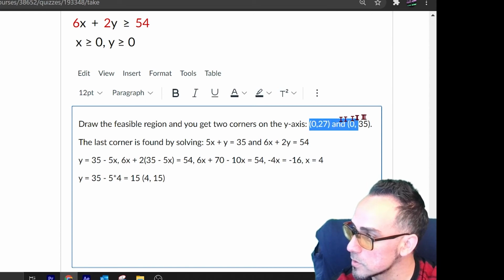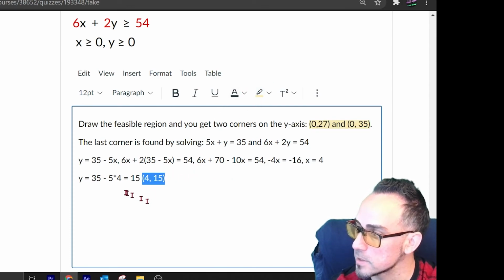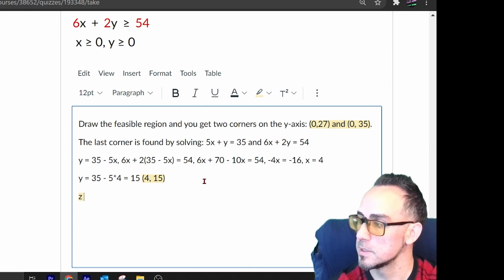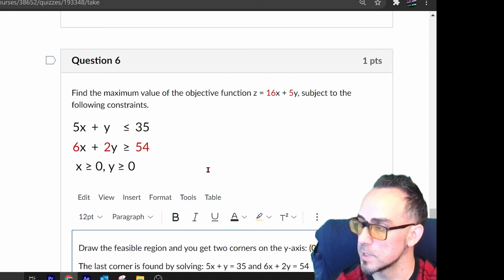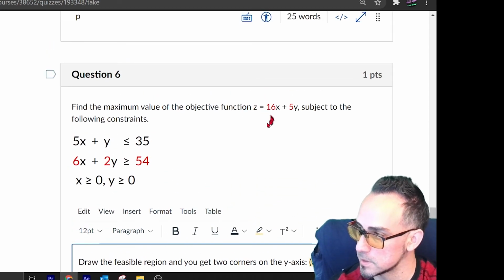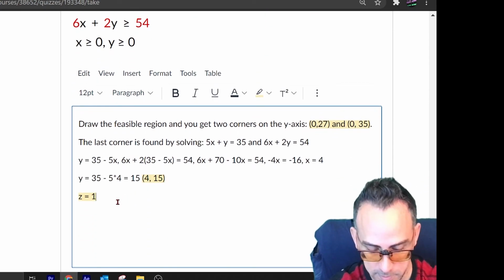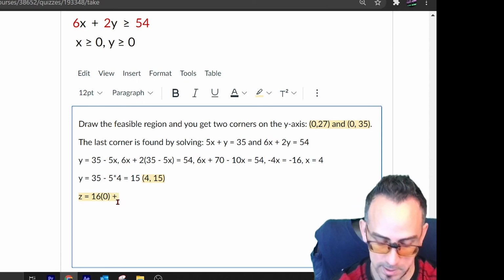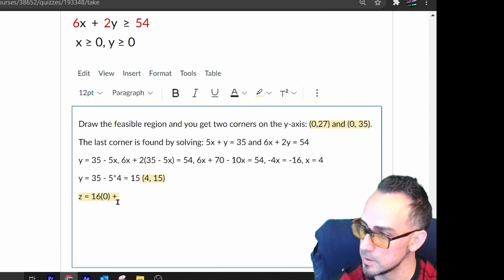We have 3 corners. We got these two, and we got this one. Now, how do we find the maximum value? We got to plug them all in, and we got to show our work. So we say z equals, what was our objective function? Oh, there it is. 16x plus 5y. Well, I'm not even going to plug in (0, 27) because it's a waste of time, and I'll talk about that in a second.